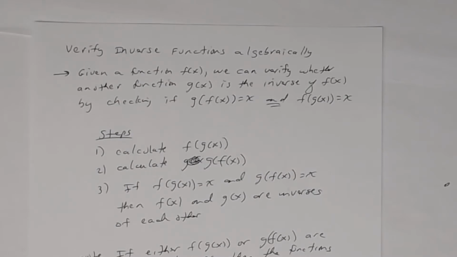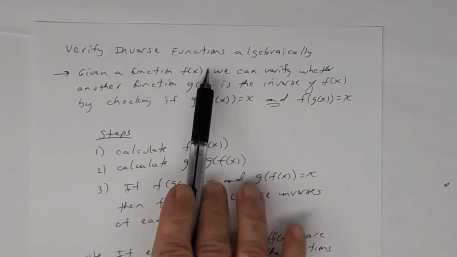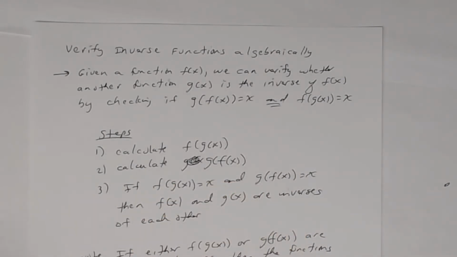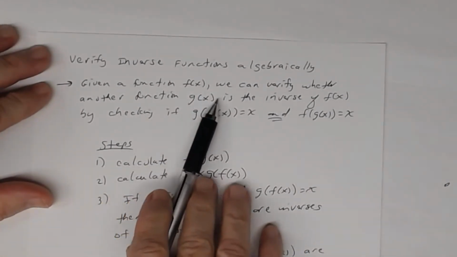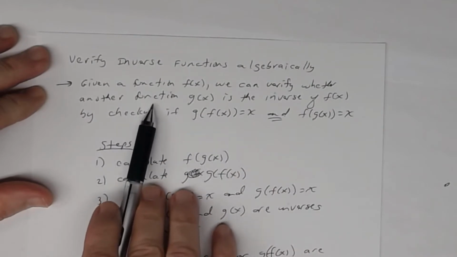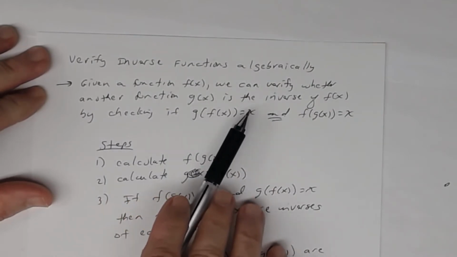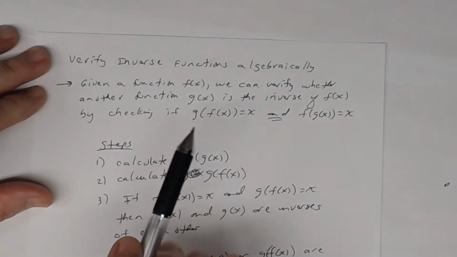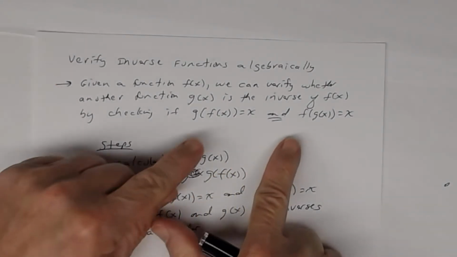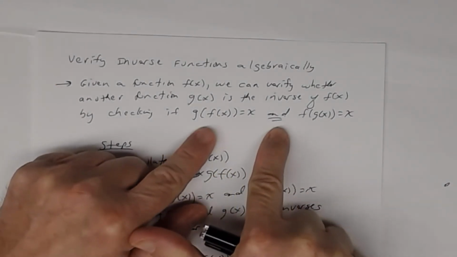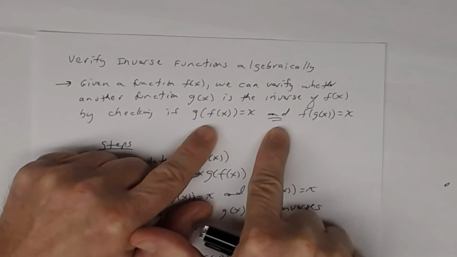In this lesson, we're going to verify inverse functions algebraically. Given a function f of x, we can verify whether another function g of x is the inverse of f of x by checking these two conditions. And you must check, notice there's an "and" there, so you must check those two conditions.